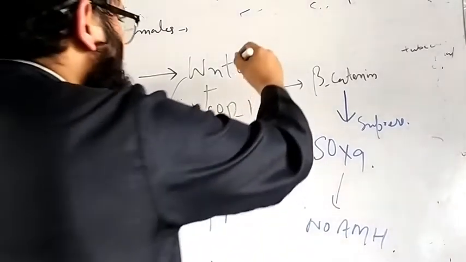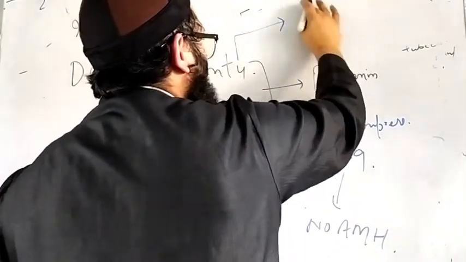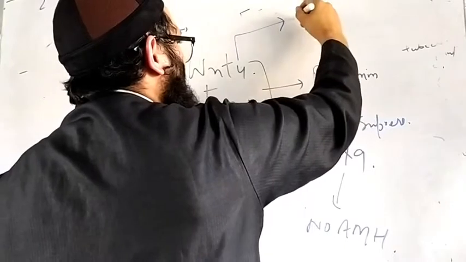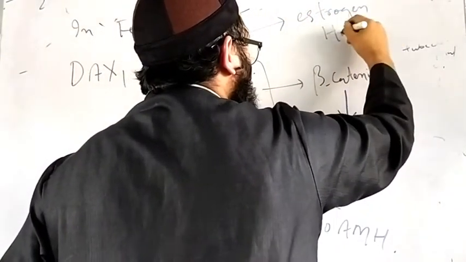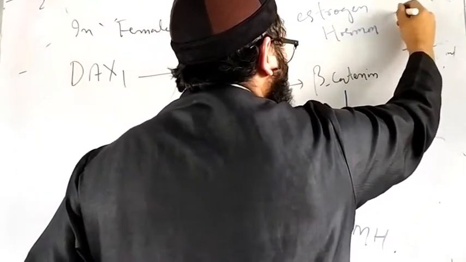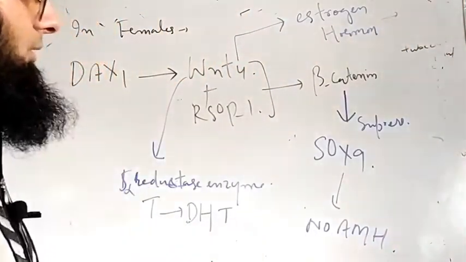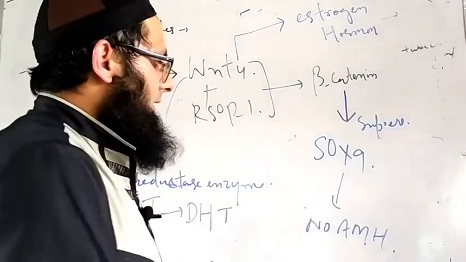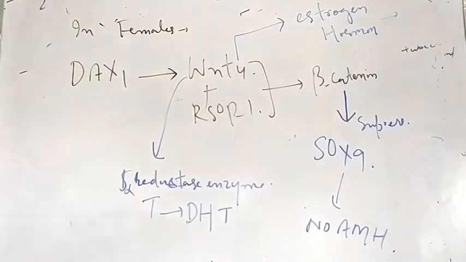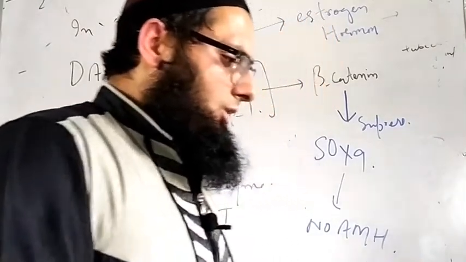And on the other side, this WNT4 will also help in the production of the estrogen hormone. That will cause the differentiation of the Mullerian duct and genital tubercle. This is all about the gene level differentiation, what happens at the gene level. So now we will discuss 2-3 cases which were reported.